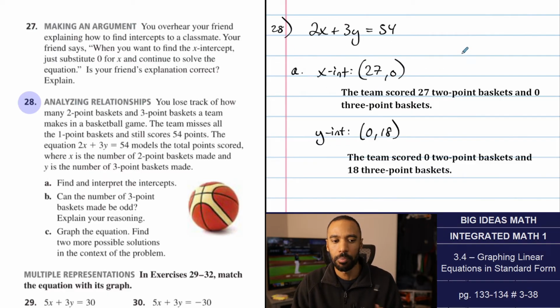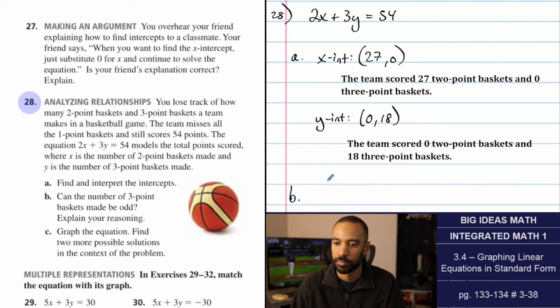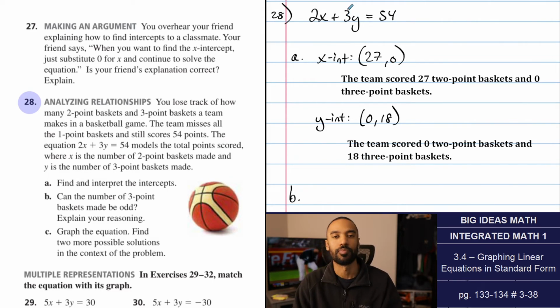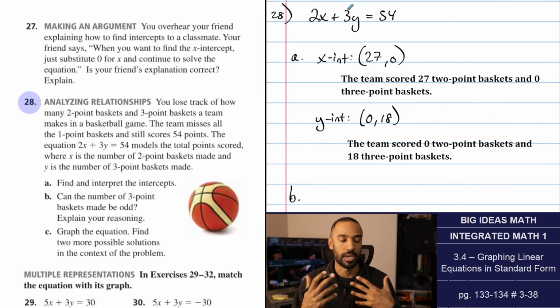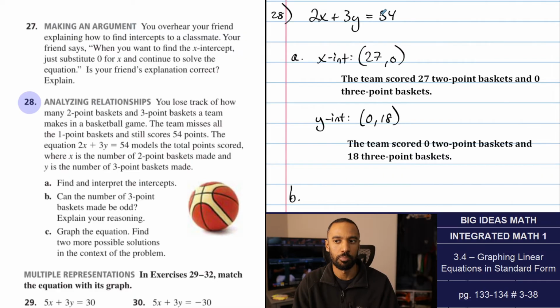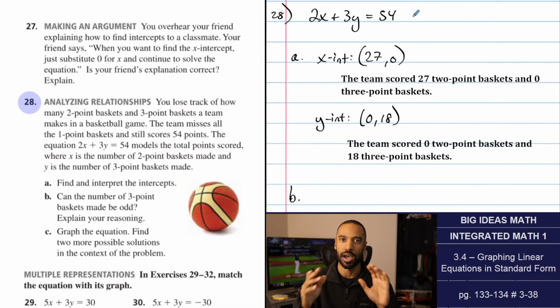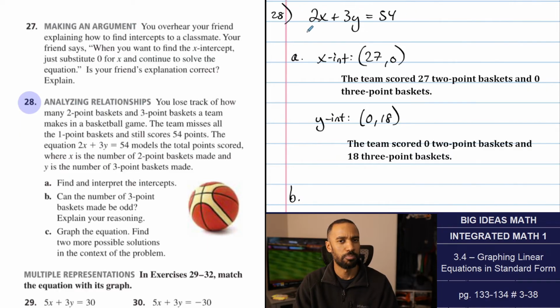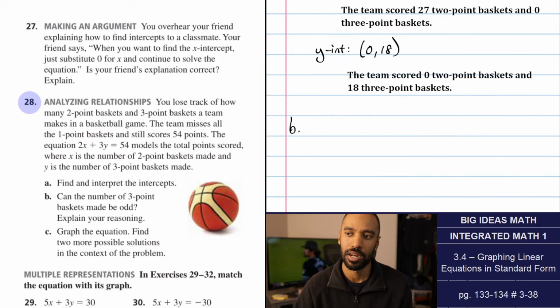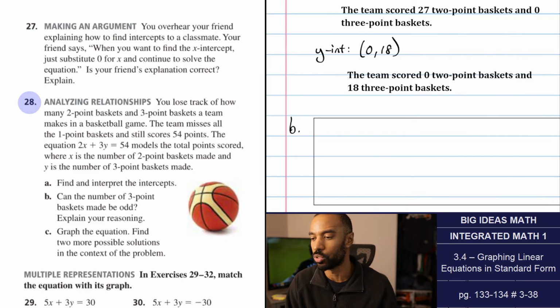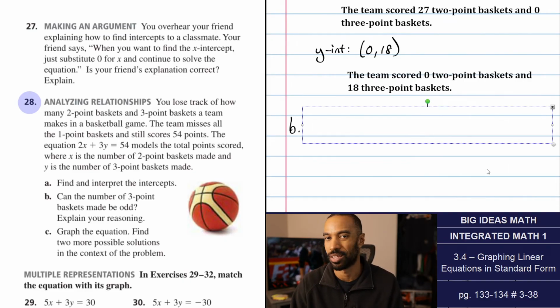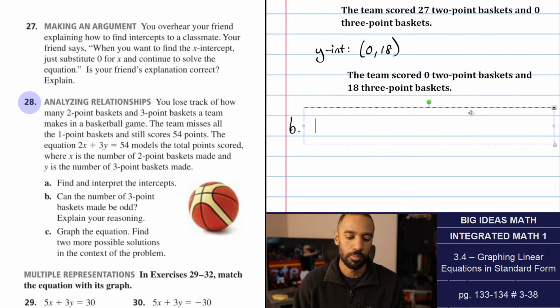Part B. Can the number of 3-point baskets made be odd? Explain your reasoning. That's a great question. Here's the thing. 3 is already an odd number. What happens when you multiply an odd by an odd? You get an odd number out. The problem with that is the number of points scored was even. So the difference between an odd and even is an odd, which means your 2-point total would have become an odd number, and that's just not possible. So that's a great question. No. There cannot be an odd number of 3-point baskets scored. That means there's no solution where maybe they scored 9 3-pointers. No, that's not possible because that wouldn't add to 54 anymore.